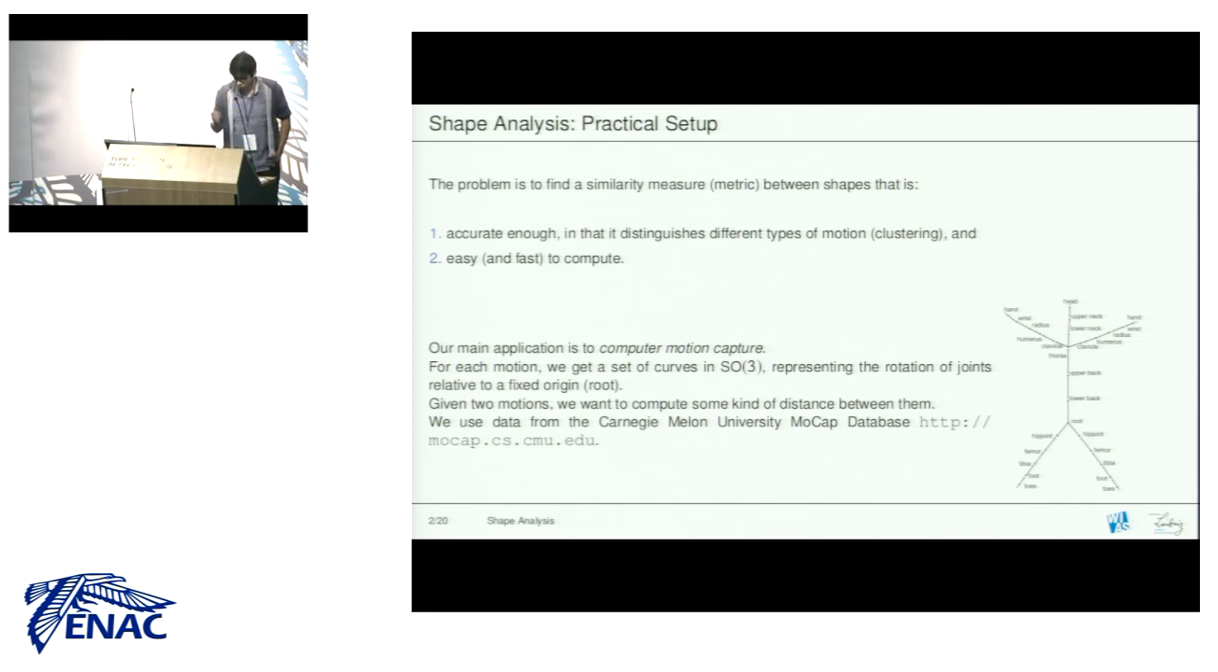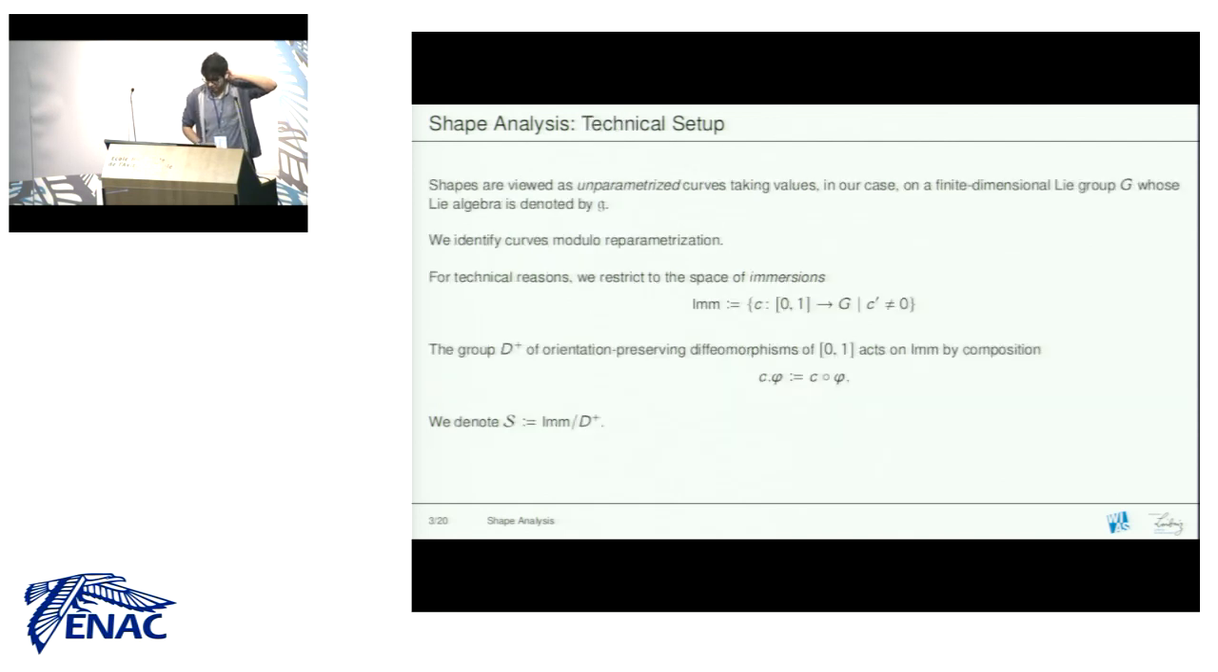And so given two motions recorded in this way, we want to compute some kind of distance to be able to distinguish if this person is running, walking, jogging, jumping, etc. And for our application, we use data from the Carnegie Mellon University MoCap database, which comes in a particular format, and there's the address if you want to look at the data. Okay, so this is the project.